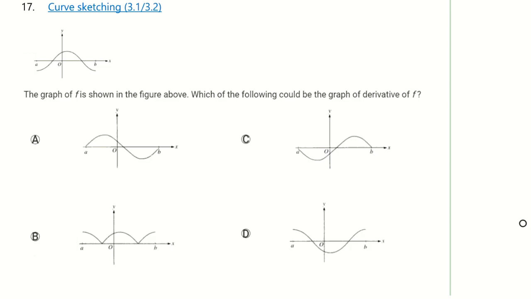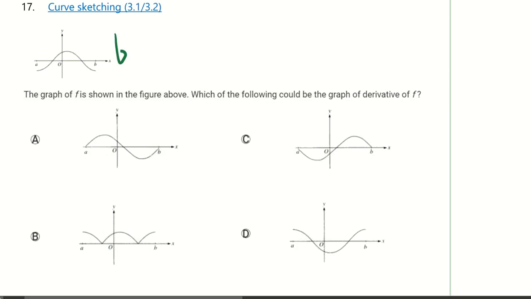On the topic of curve sketching, I added 2 problems. I'm really not entirely sure why I did that, but maybe it'll make sense when I look at the second one. Up here we've got f, and we want to know which could be the derivative. When you're thinking about the derivative graph, you really want to think about 0 slopes, positive slopes, and negative slopes.